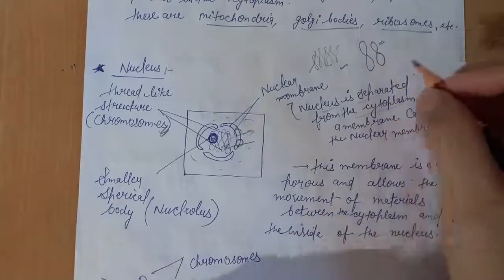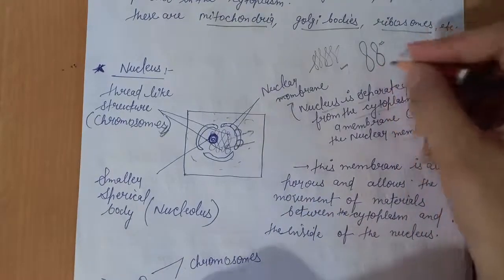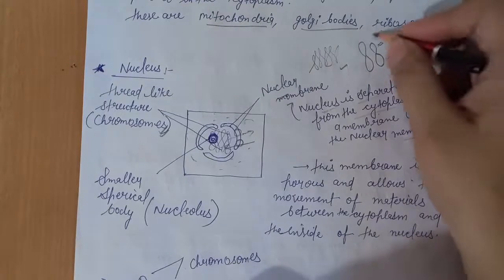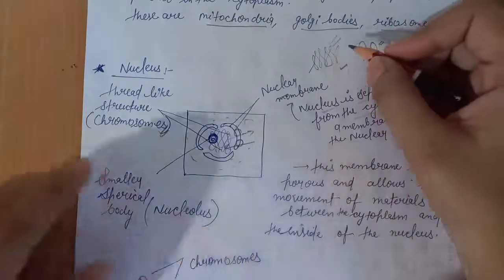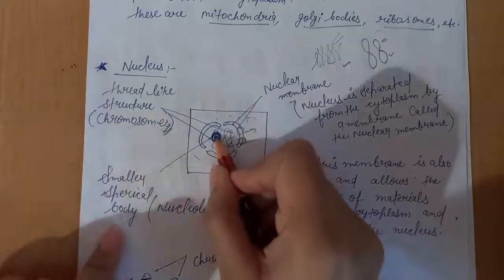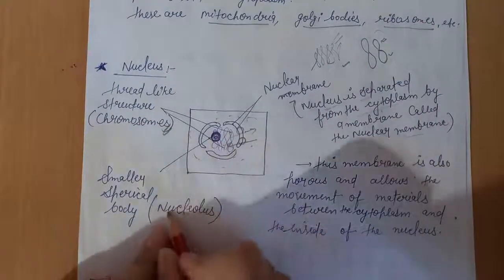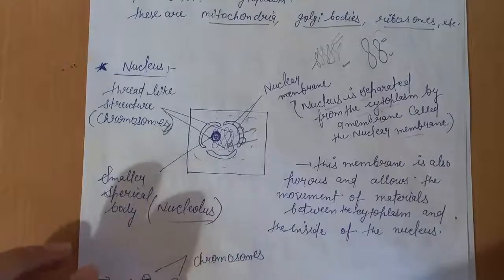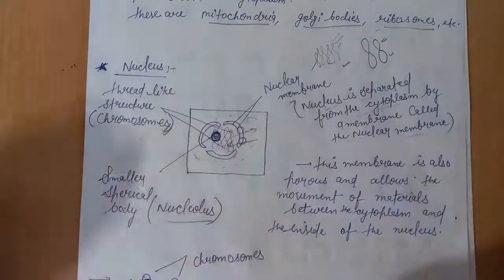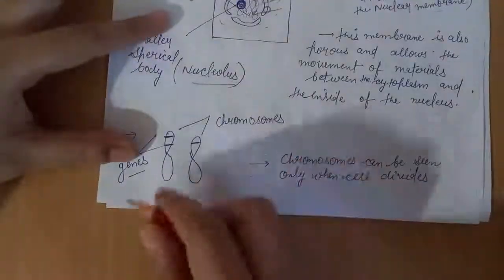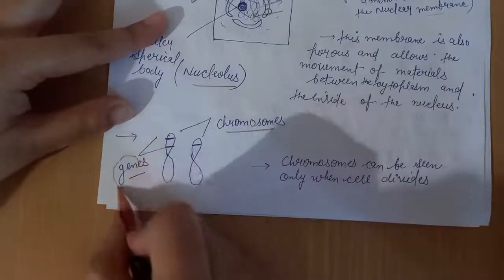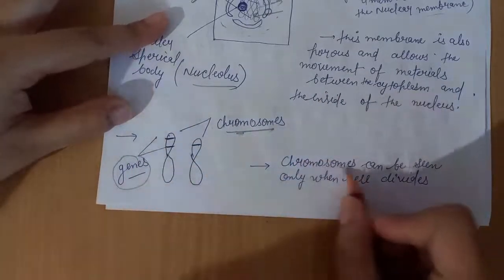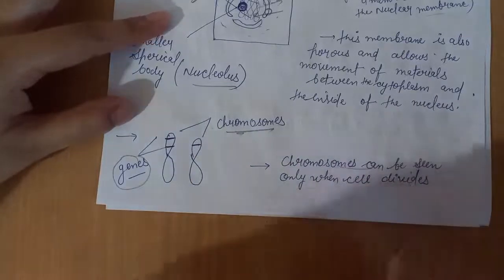When a cell divides, in that condition we can see the chromosomes in this way. Otherwise, chromosomes are laid in a cell in a thread-like structure. And there is a small spherical body that we call the nucleolus. So this is the structure of the nucleus. Here are chromosomes, and you know that genes are attached to the chromosome. Genes are attached to the chromosomes, and chromosomes can be seen only when the cell divides.